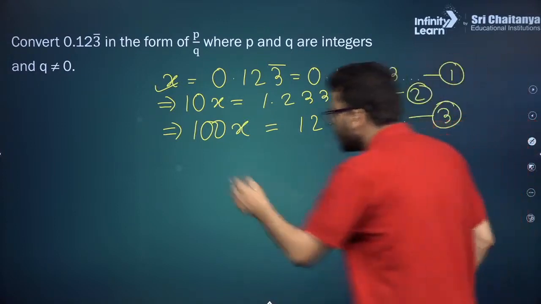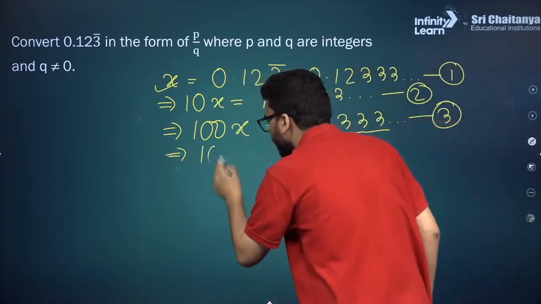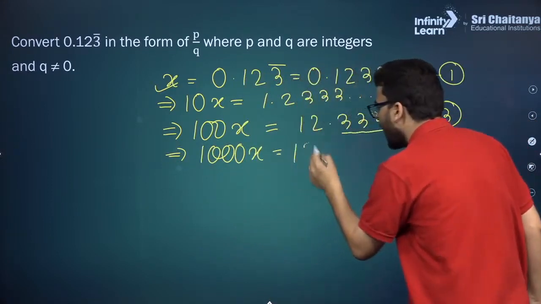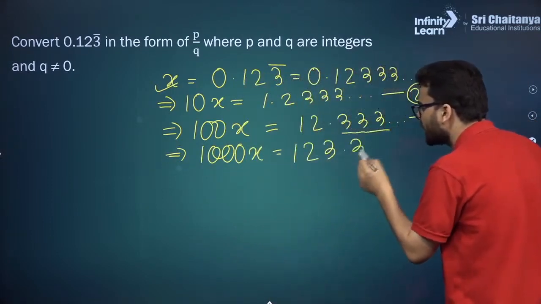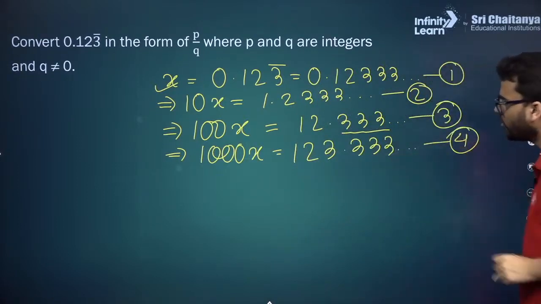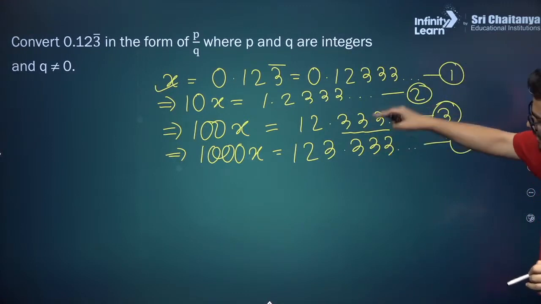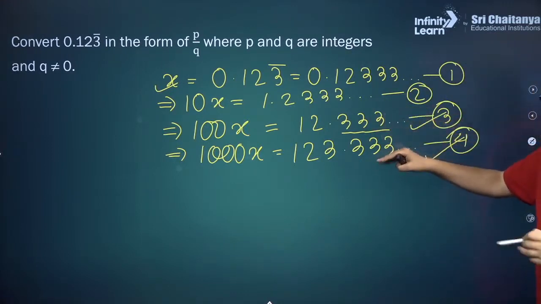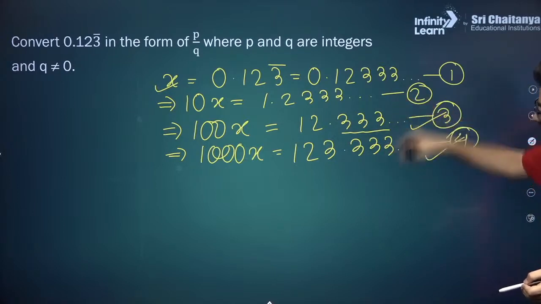So let's do one more thing. We can multiply by 1000. So what will I get now? I will get 123.3333 and so on. It will keep on going. Have you got it now? You see, now the decimal part in these two is the same. So now we can easily vanish the decimal part.